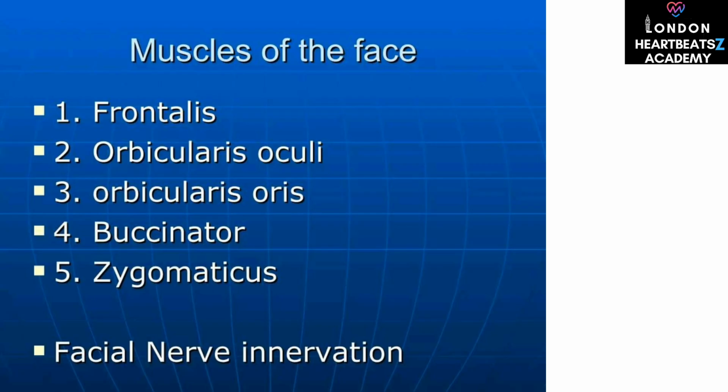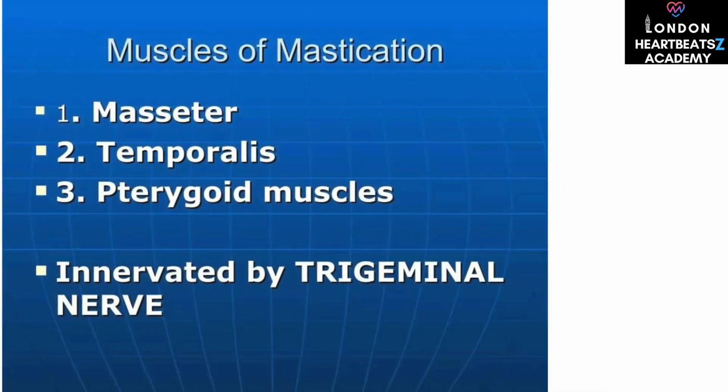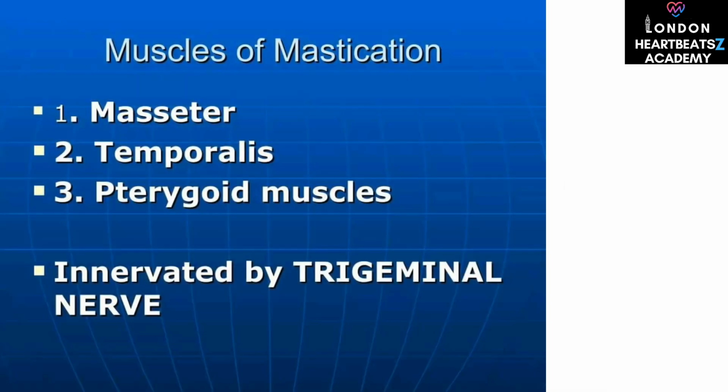Protraction moves a part forward, and retraction moves it backward. Joints are classified by their structure and function. Fibrous joints are immovable, cartilaginous joints are slightly movable, and synovial joints are freely movable.